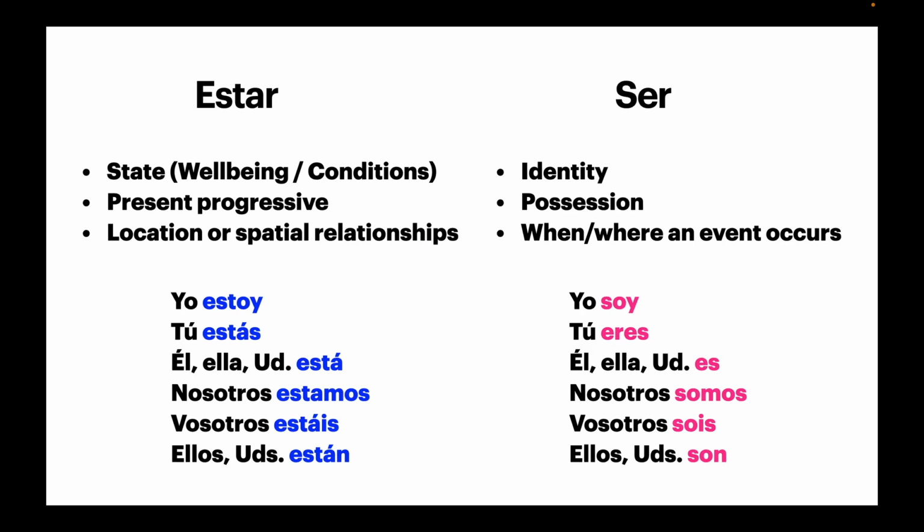To recap, we use estar to express the state or well-being or conditions. We use it for present progressive and for the location of a person, place, thing. And then we use ser for identity, possession, and when or where an event occurs.